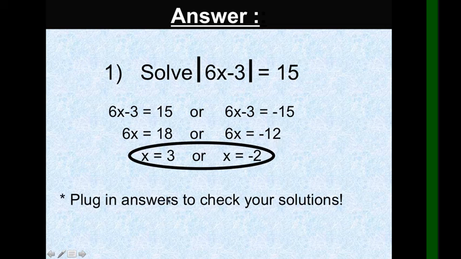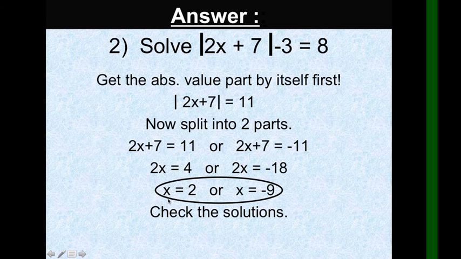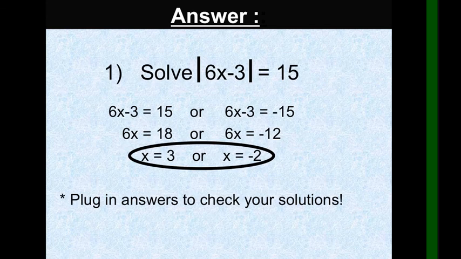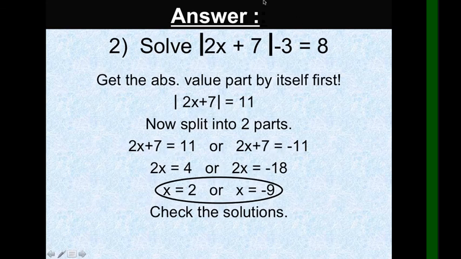Plug in your answer to check your solution. Pwede mo i-check yung solution mo using the previous discussion that we have. Now, for this one, 2x plus 7 minus 3 equals 8. Nilipat ko yung negative 3, magiging positive 3. So, 8 plus 3 is equal to 11. Now, split the 2. We have 11 and negative 11. So, ililipat ko yung 7, magiging negative 7. So, 11 minus 7 is 4.